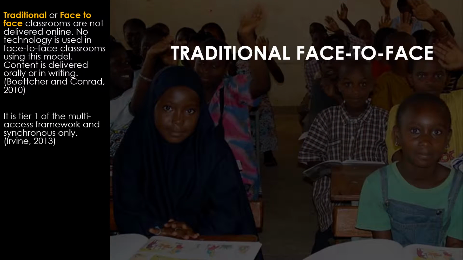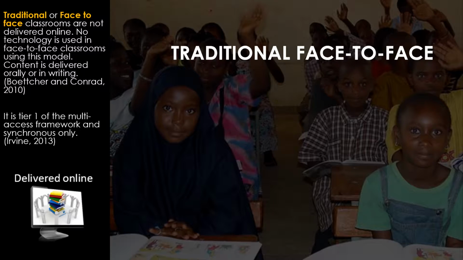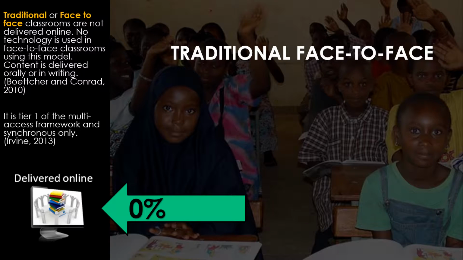In a traditional classroom, the learning is face to face. There is human interaction. There's usually no technology involved at all in a face to face classroom under this definition provided by Butcher and Conrad. It is tier one of the multi axis framework and it's usually synchronous only, which means everyone is in class at the same time. The amount of time that it is delivered online, 0%.